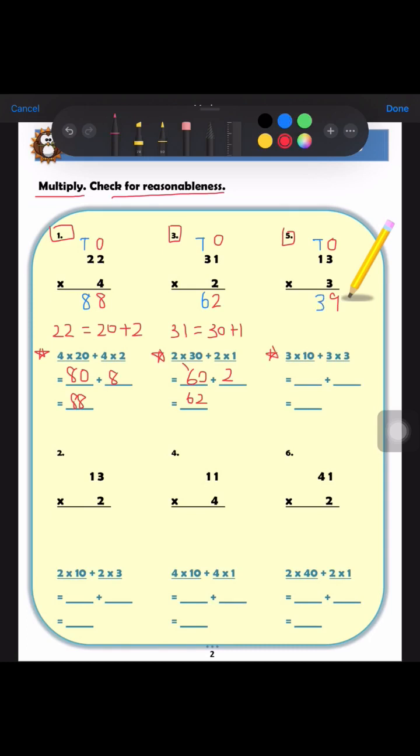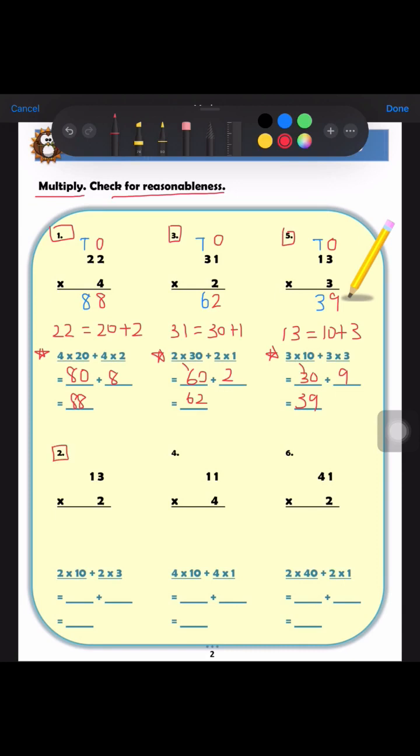Okay, we check the answer again. We split 13 into 10 and 3. So 3 times 10 equals 30. And then 3 times 3 equals 9. So the answer is 39.